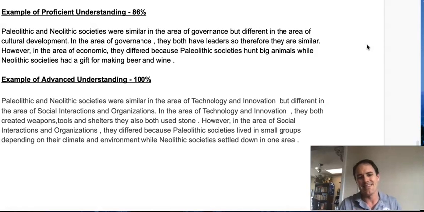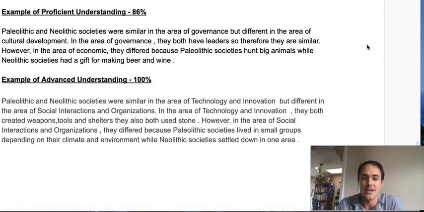Also, in that last sentence, while Neolithic societies had a gift for making beer and wine, I would have preferred they used language like deliberately planted or deliberately grew or made instead of just copying the words from the slideshow. If you want to get a 100, you're going to have to put in your own words and show a deeper understanding. Like in this last example of an advanced understanding.